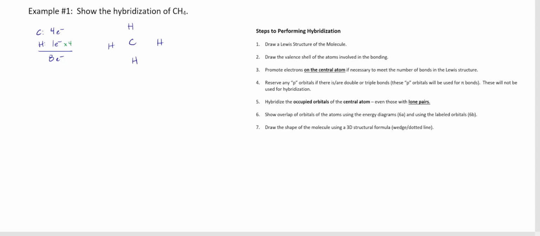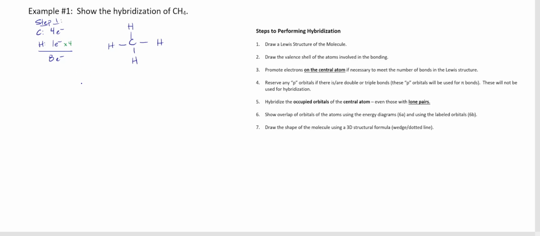And now I'm going to start placing electrons. Here's a bond, that's 2 electrons. Another bond, 4, 6, 8. So I've completed the Lewis structure. That is step 1 of the hybridization process.